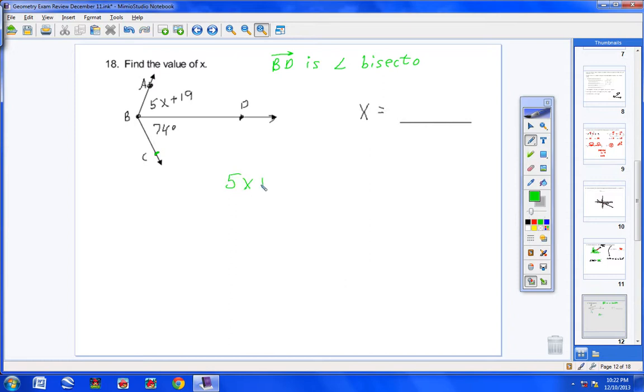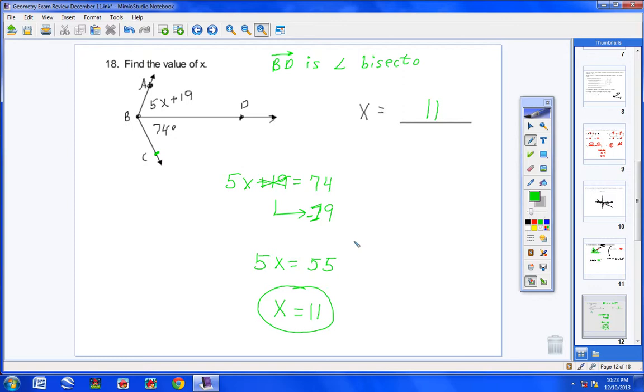So with that in mind, I can say 5x plus 19, which is this angle here, equals this angle here, 74. And now I'm ready to solve for x. I have a positive 19. I'm going to bring it over, and when I bring it over, I put a negative 19. That leaves me with 5x equals 55. Then divide both sides by 5, and you get 11. So x equals 11. Again, I'm just reviewing what an angle bisector is.